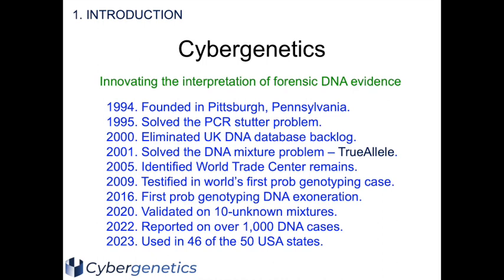We then worked on the World Trade Center to identify victim remains. We testified in the earliest cases. We did the first exonerations with DNA with probabilistic genotyping. The system has been validated on up to 10 unknown contributors, which makes it the most powerful system in the world. Cybergenetics has laboratories, but we also have laboratories that use the technology. We also do consulting work. We've reported in over 1,000 cases, testified almost 500 times. I think I've been to court over 100 times, and it's used in 46 of the 50 states.